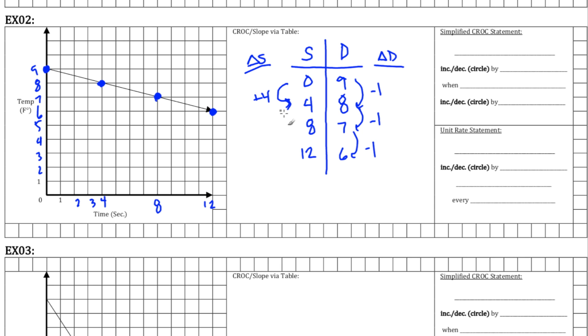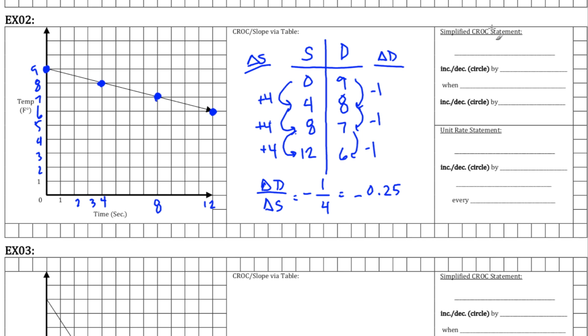So that's +4, +4, +4. So change in degrees over the change in seconds. We have a negative over a positive, which is -1 over 4. Which, when we divide -1 over 4, is -0.25. So let's explain what that means.